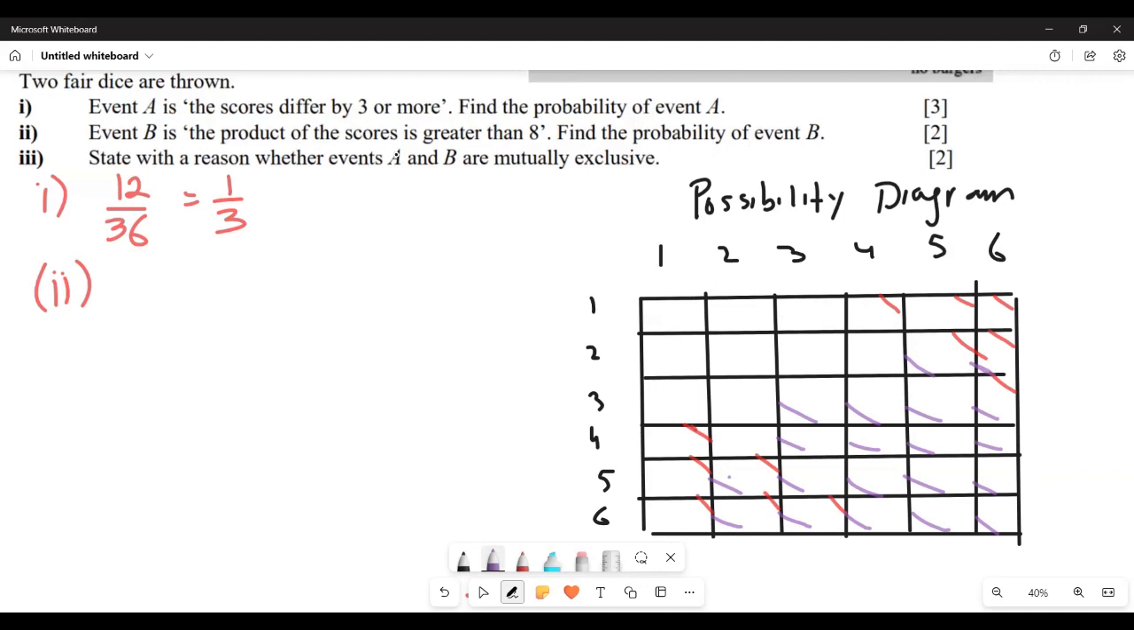So these are 1 2 3 4 5 6 7 8 9 10 11 12 13 14 15 16 17 18 19 20. 20 out of 36. So 20 by 36 is going to be the probability, which is 10 by 18, which is 5 by 9. You may or may not simplify the answer. It does not matter. Okay, part 3.